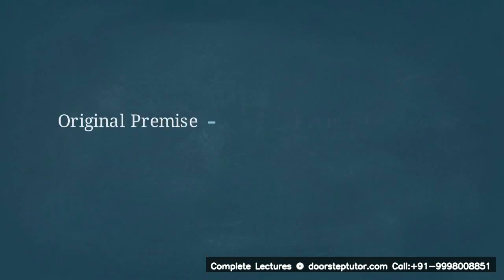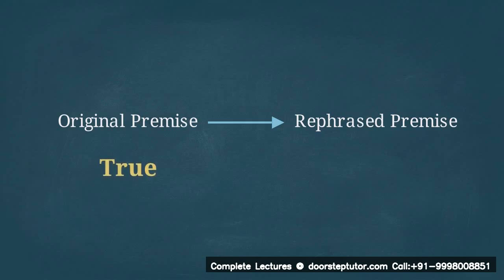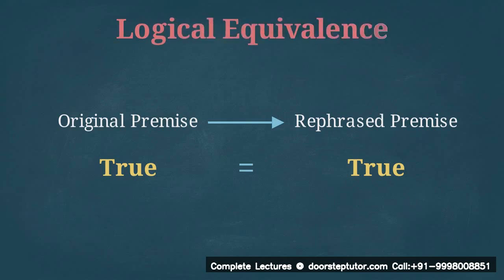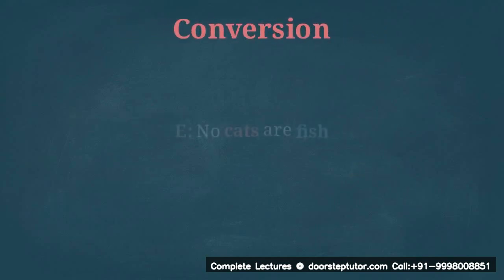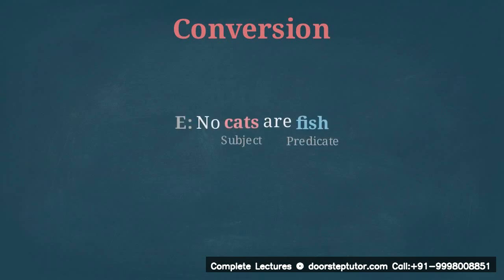In formal logic, evaluating an argument often requires rephrasing its components. To do this correctly, we must ensure that the new statement has the exact same truth value as the original. This is called logical equivalence. If our starting premise is true, our rephrased version must be true as well. The most direct transformation is a move called conversion.